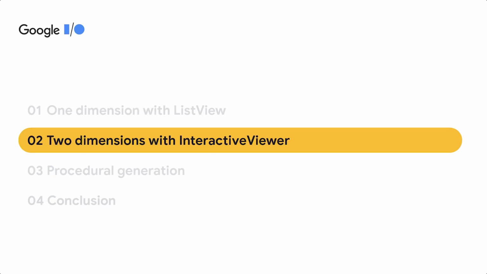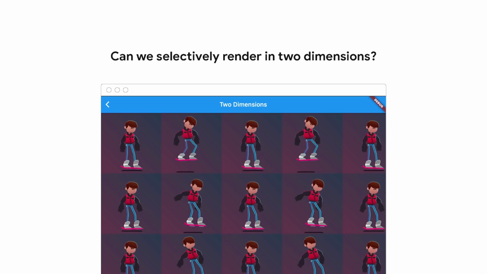All right, so we saw our one-dimensional list like the Stadia app, but let's take a look at a slightly more complex example using Interactive Viewer. So here we've got a two-dimensional grid of Martys, and what Interactive Viewer does is it allows us to grab the screen and pan around and view different areas of the screen that aren't visible at the beginning. So this is going to have a similar problem that we saw before. And the code is also going to look similar.